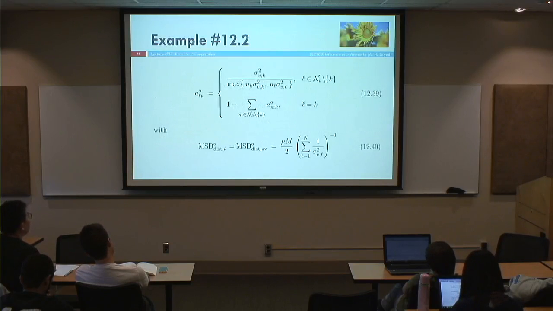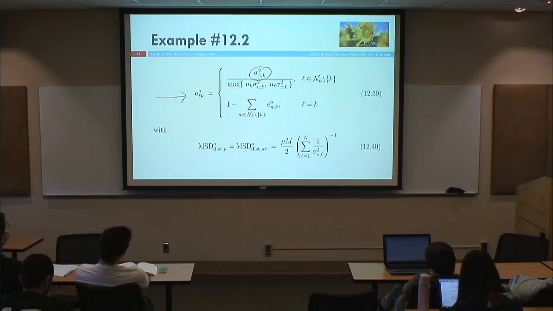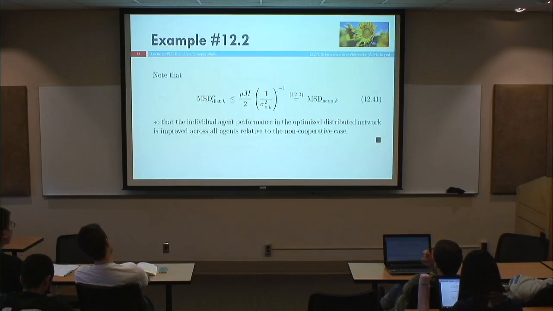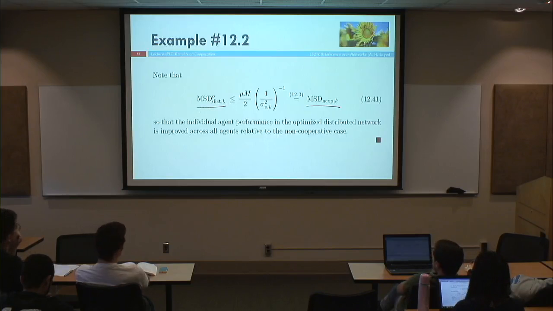Okay, so here it is. I'm writing what the A is for this case using the thetas that I showed you. That's all. This is just an example specializing the result to the quadratic case, okay? Very good. You already saw that the distributed solution is better than the non-cooperative solution, and this is the performance.